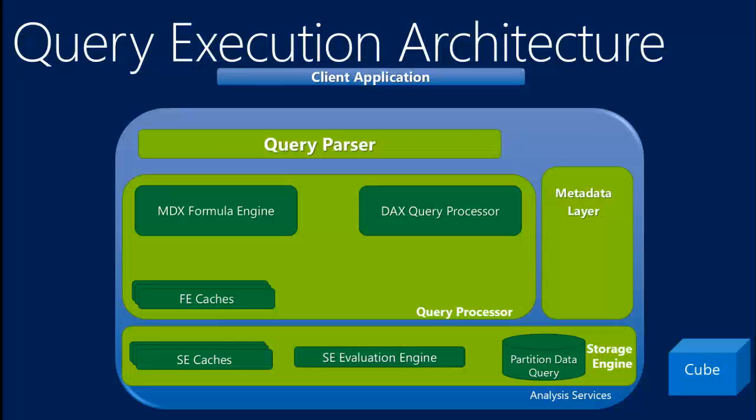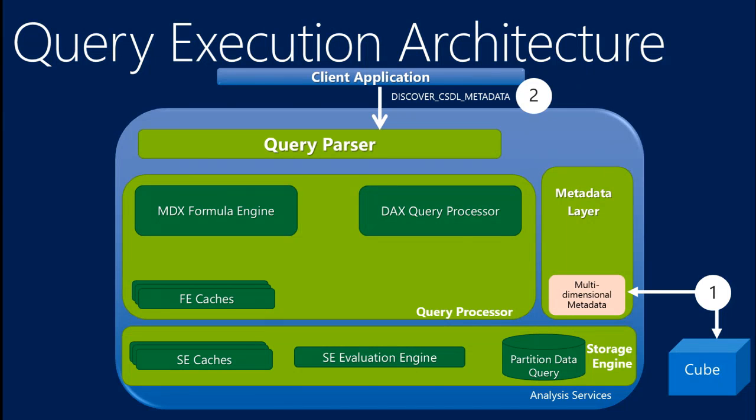So how do we send those queries? How does the engine work these days? Because now it needs to do all kinds of magic between different query engines and different servers, or different parts of the engine. So what happens is a client application connects to a multidimensional cube. And this is a tabular client application. It sends a discover called CSDL metadata. And in this case, it gets an Entity Framework kind of model back. And that is a tabular representation, tables and relationships.